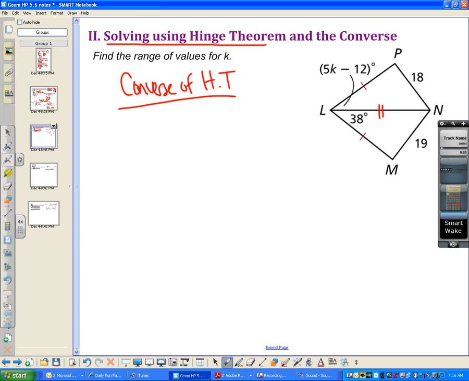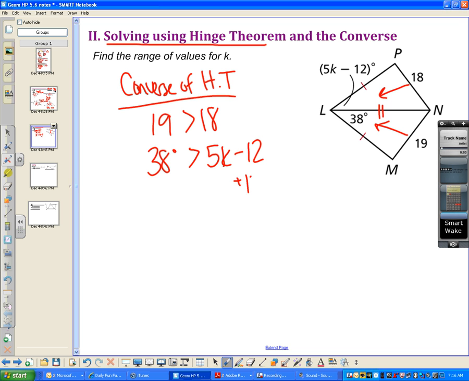Sorry, I thought we were almost done. So I know that 19 is larger than 18. So I know that 38 degrees has to be larger than the 5k minus 12. This is just one way you can do it. And then we want to solve for k.